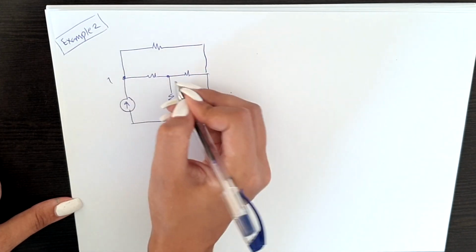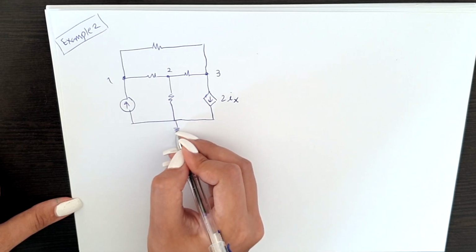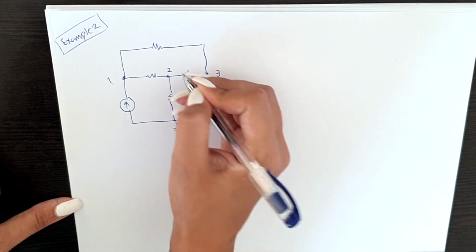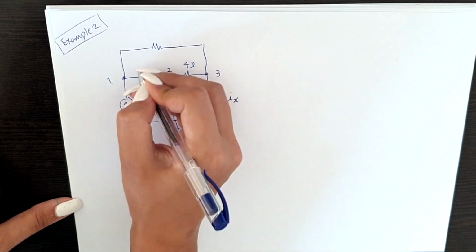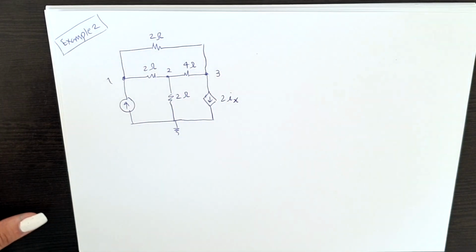Here we know our nodes already. We know this one is connected to the earth. This is 2, 4, 2, and 2.